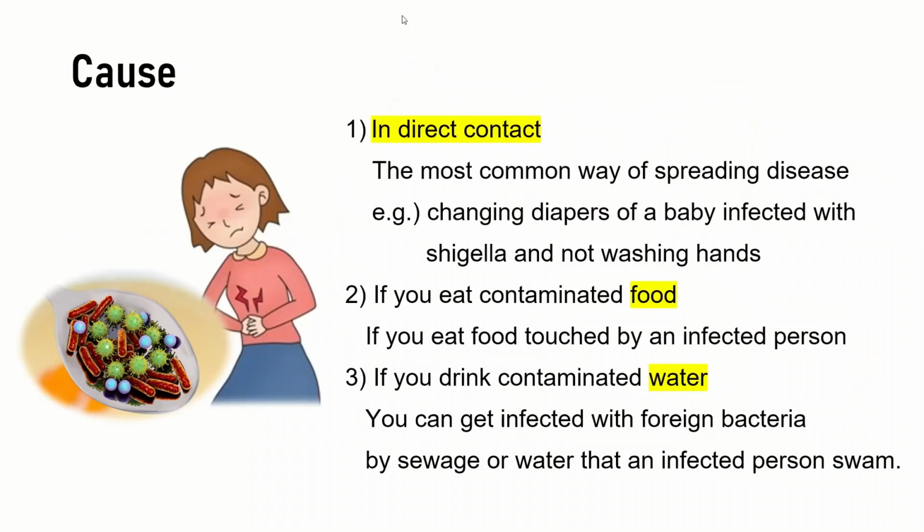Let me tell you about the cause. First, direct contact can lead to infection. Changing the diaper of a baby infected with Shigella and not washing hands are the most common methods of spreading the disease. Second, if you eat food that an infected person touched, you will be infected. Third, it is spread by water that has been contaminated by sewage or swum in by an infected person.